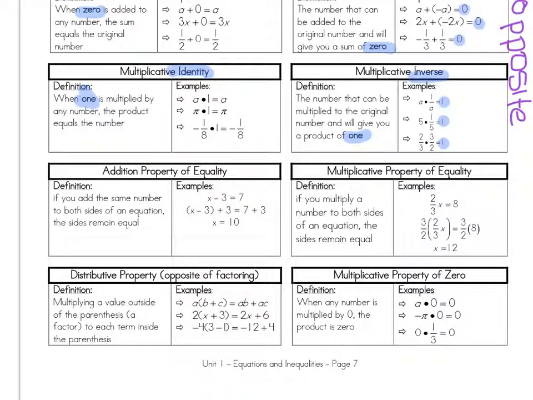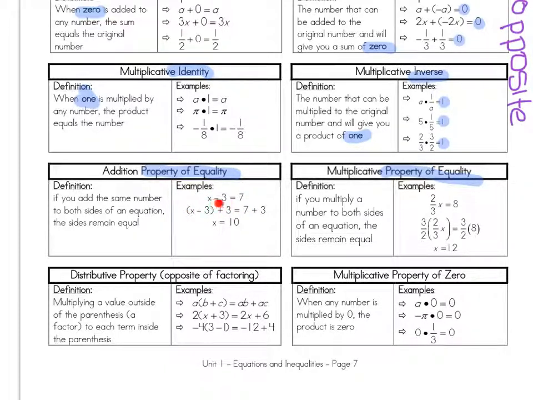Moving on to both the addition and multiplicative property of equality, you will find that these properties only exist when you're solving an equation. So for the addition property of equality, if you add the same number to both sides of an equation, many of you call this balancing, the sides remain equal. So if we look at the first step here, we are given the equation x minus 3 is equal to 7.